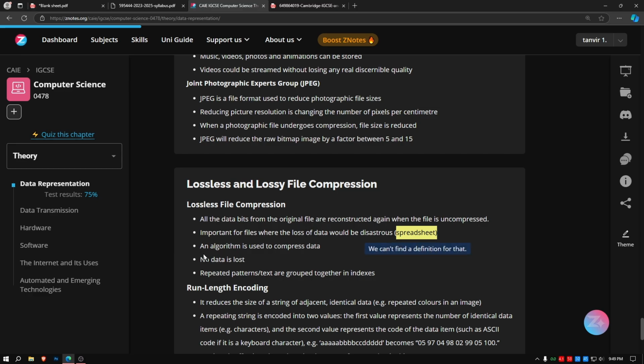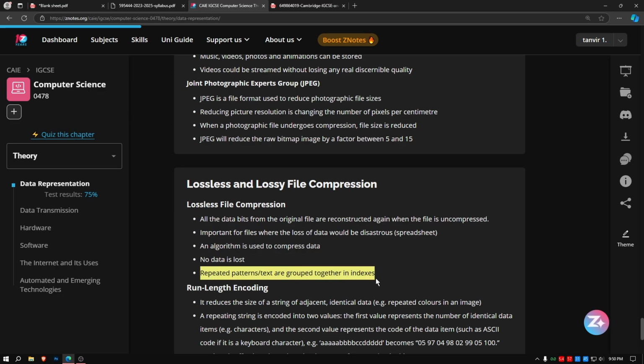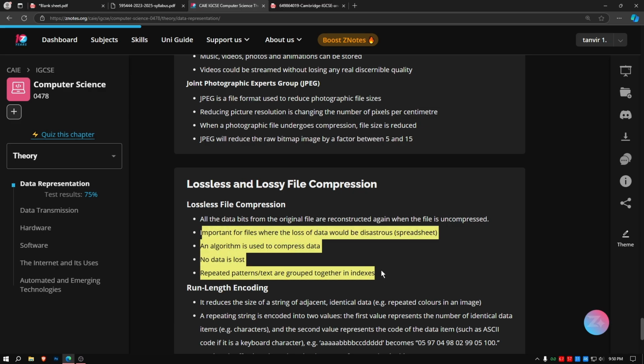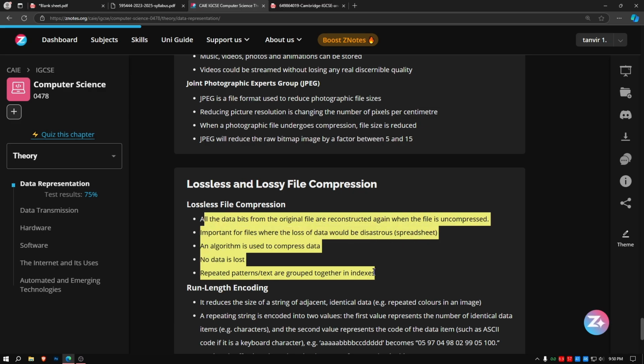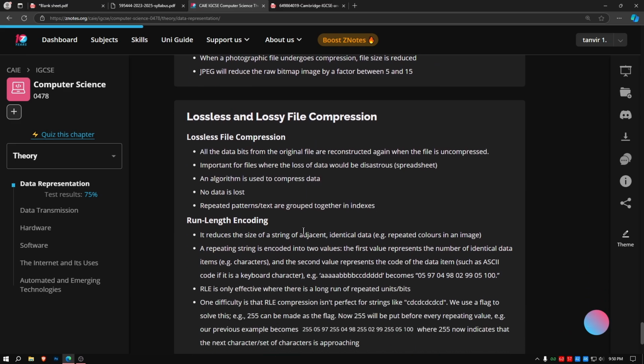An algorithm is used to compress the data. No data is lost. Repeated patterns in text are grouped together in indexes. So that's lossless. It is used for text files. A compression algorithm is used. No data is lost. Repeated patterns are recognized and grouped together in indexes. So you only need to memorize these points. But these 5 points, if you write them in the question paper, you will get marks.